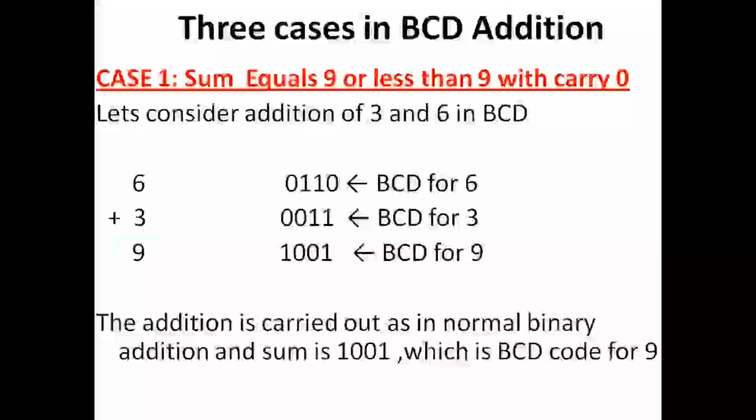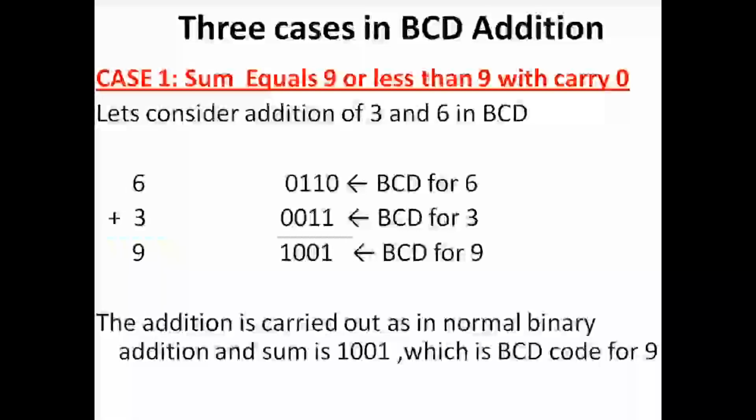So what will we be getting? 1001. What is 1001? It is nothing but 9 in binary, or it is BCD for 9. We have got the result directly here. What is our condition? The sum is equal to 9 or less than 9. Here we have got the sum equal to 9, so there is no problem. Directly we are going to get the result.